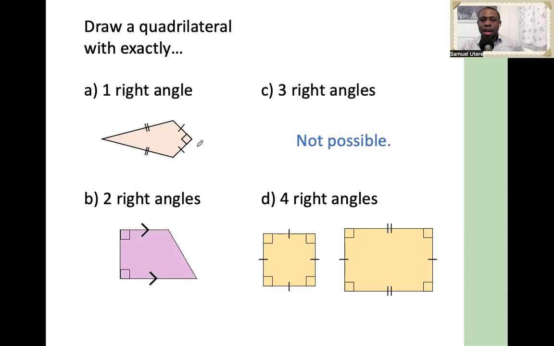But you cannot have a quadrilateral that has 3 right angles. Because if we have to come up with a trapezium that is different from the square or the rectangle that has 3 right angles, then the fourth one is going to have to be 90 to make 360. Because remember, a quadrilateral has 360 degrees in its interior angles.